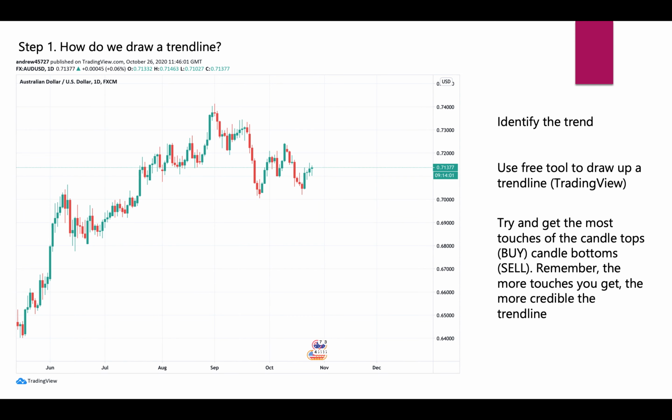Rule number one of a trend line is to try and get the most touches of the candle tops. When you're drawing a trend line on the uptrend, you get the tops of the candles. When you're drawing a downtrend trend line, you get the bottom of the candle. I think that's a silly example because you can draw 2 lines either side. Ignore this buy and sell bit. Just try and get the most touches of candles. Remember, the more touches you get, the more credible the trend line is, the more information you're going to take away from your analysis of a trend line.